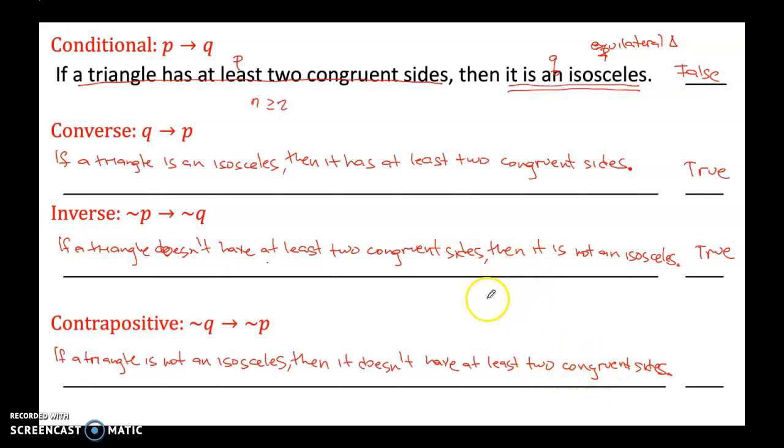So again, the logical equivalent of the conditional is the contrapositive. So if our truth value for the conditional is false, therefore this is also a false statement. Our counterexample is the equilateral triangle.